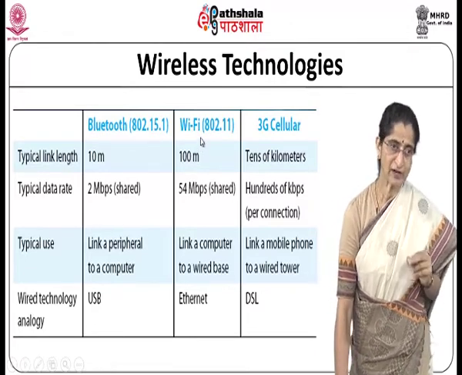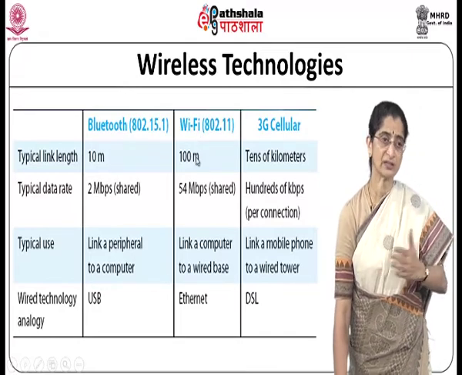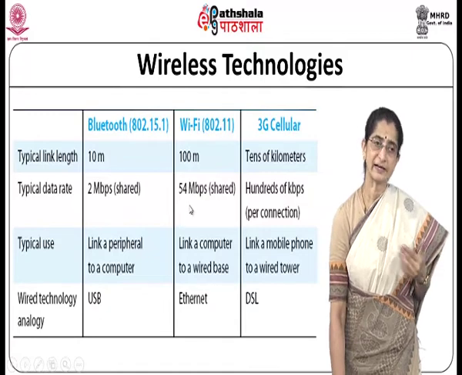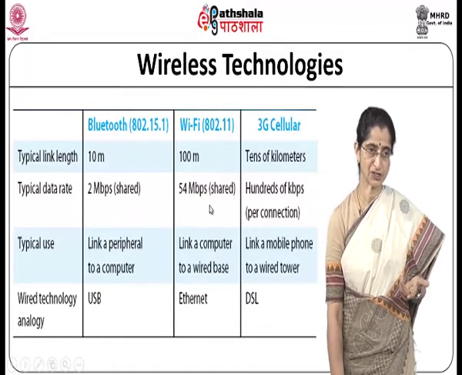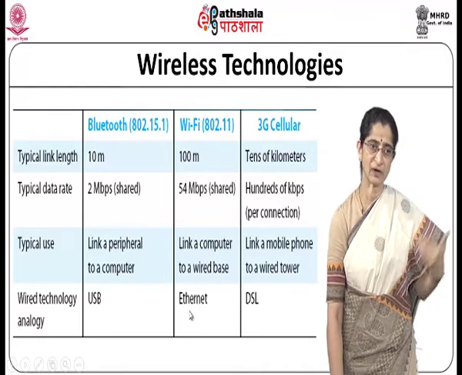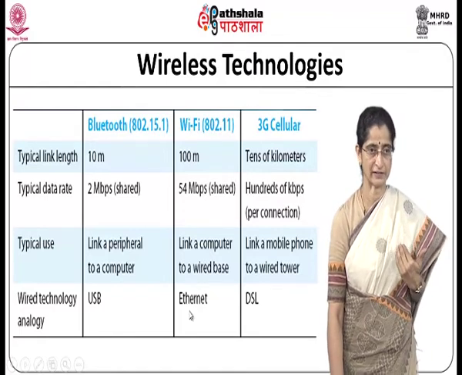Then we have Wi-Fi, which is the wireless LAN. Here the coverage is much larger, up to 100 meters can be covered, and data rates are about 54 megabit per second shared, and this is used to link a computer to a wired base. Again, the wired analogy for this would be Ethernet.